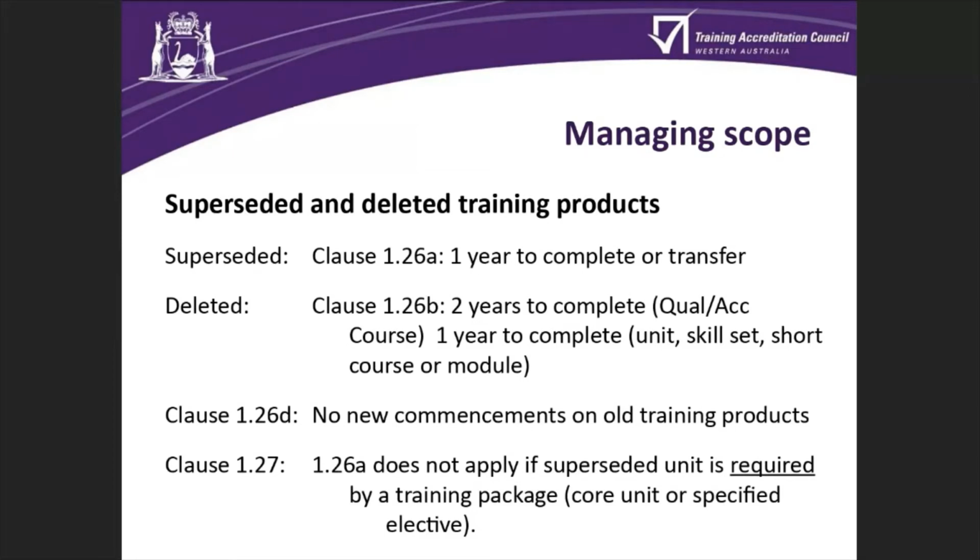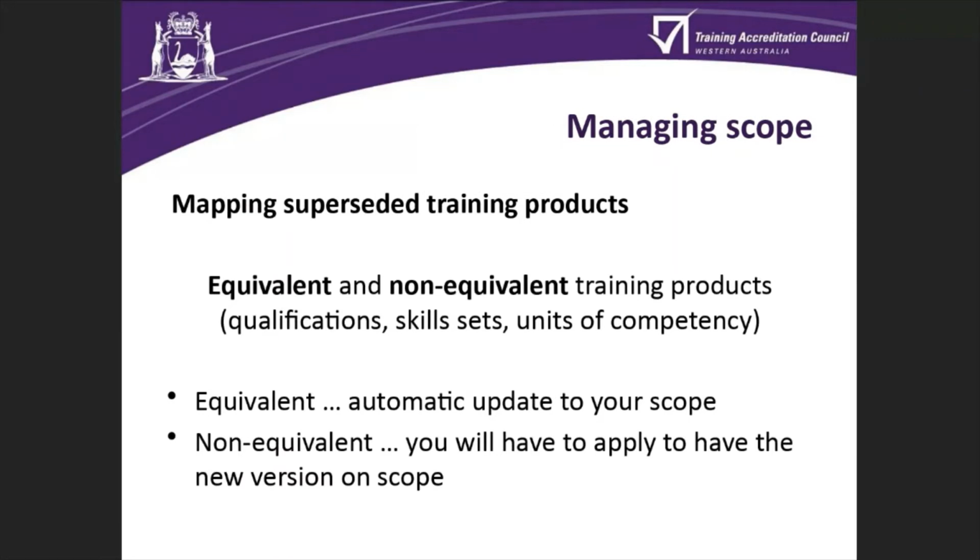We need to go on to the next slide if we can. We need to ask the question, what do we do if the superseded training product is equivalent, and what do we do if it's not equivalent? If it's equivalent, you do not have to do anything. The teach-out time remains the same, but you don't have to apply for an amendment to scope. That is automatically done by TAC on your behalf. During the transition period, you'll have both the old version and the new, equivalent version on your scope, and you'll be able to offer either. So that's an automatic process.